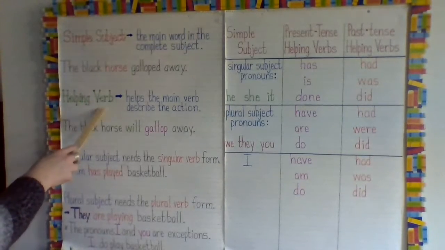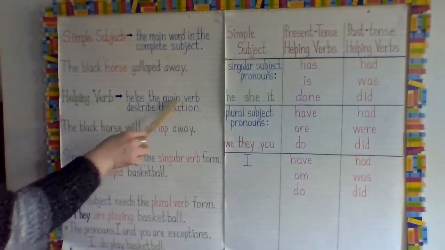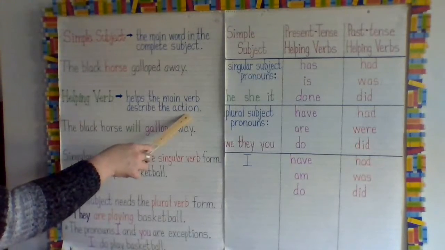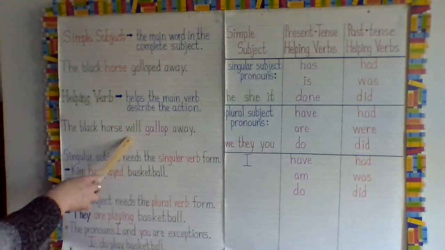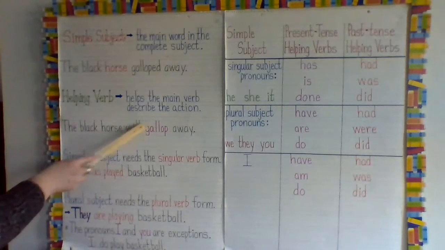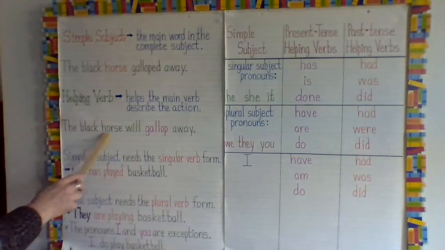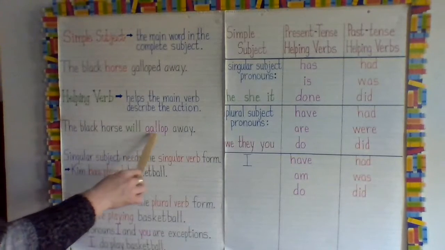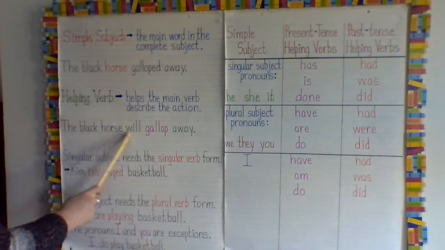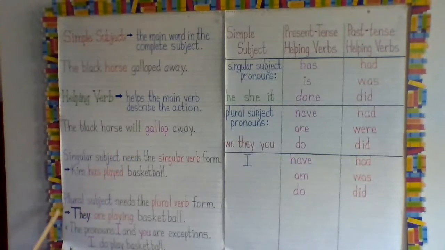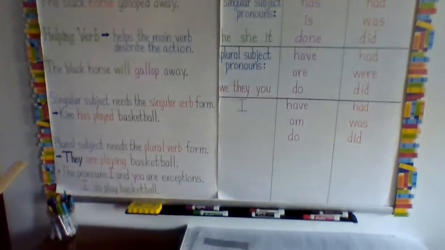Our helping verb helps the main verb describe the action. So follow me down here. Note I tried to color code so that you could see my example. A helping verb in this section is green. The black horse will gallop away. Notice your helping verbs come right before the verb, always. Then follow me down here a little bit.